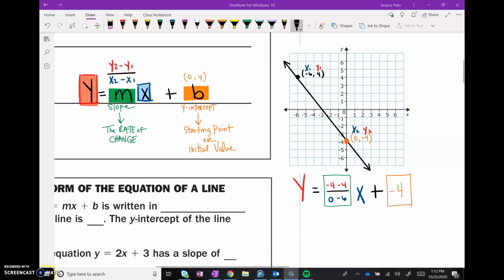-4 minus 4 is -8, and 0 minus -6 is 6. So when we simplify this equation, we get y equals -4 thirds x minus 4. Those were the two ways that you can write the equation of a line in slope-intercept form if you are given the graph of the line.